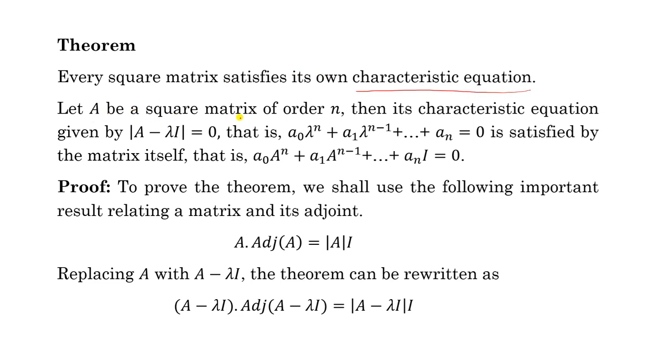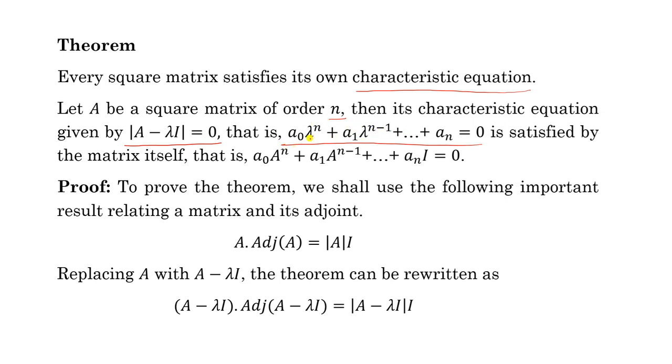Let A be a square matrix of order n. Then its characteristic equation is given by determinant of A minus lambda I equal to 0. Since the order of A is n, if you solve this determinant, then in a generalized way we can write this equation as a polynomial of degree n in lambda. Now the theorem is saying that this equation is satisfied by the matrix itself.